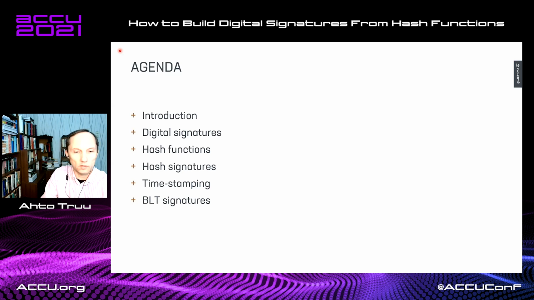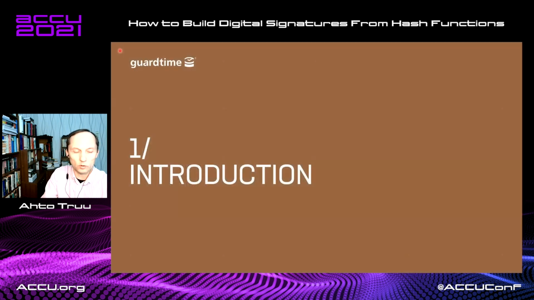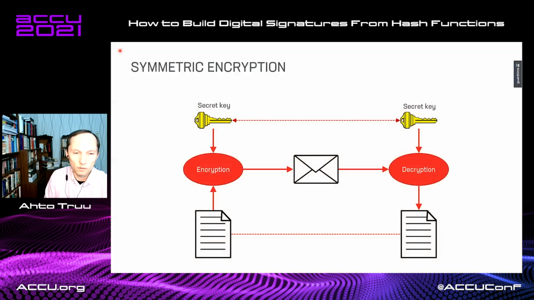So, the introduction into cryptography. When hearing the word cryptography, most people seem to think about encryption first, which is the art and science and technology of making information unreadable to unauthorized parties. And historically, the oldest and best known encryption systems have all been in the family called symmetric encryption.